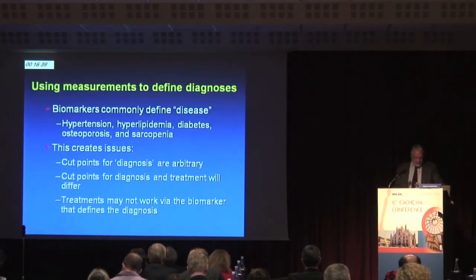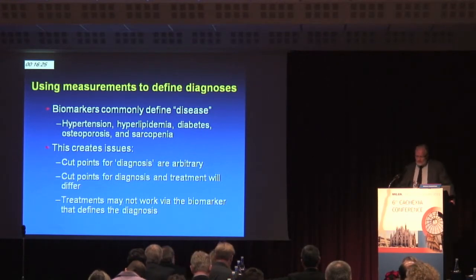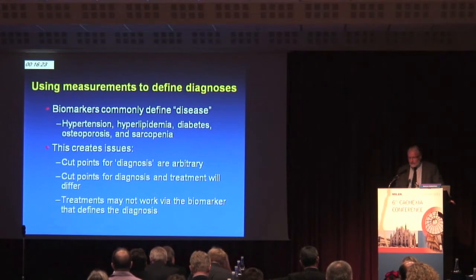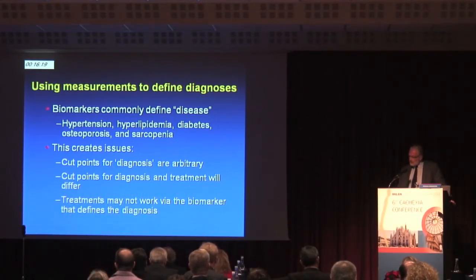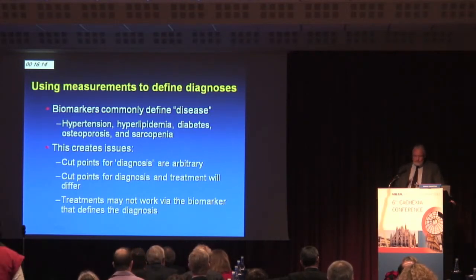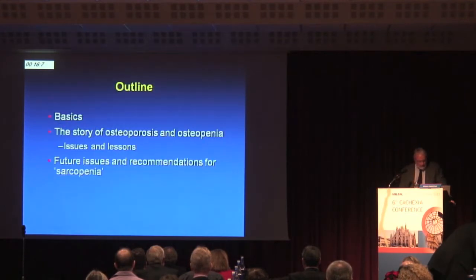So to start with, the idea that we define a lot of conditions in medicine using measurements: hypertension, hyperlipidemia, diabetes, osteoporosis, and sarcopenia. And using measurements to define conditions raises three issues in particular that are common to all of these fields. So as you struggle with the definition of sarcopenia, you'll have new company, and those of us who've been through that with osteoporosis, and those who've been before for other conditions.